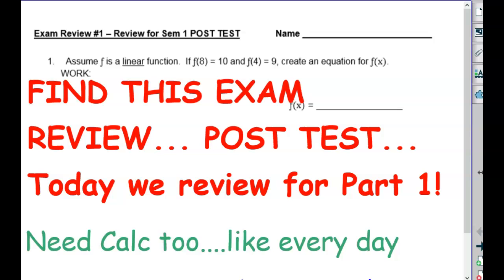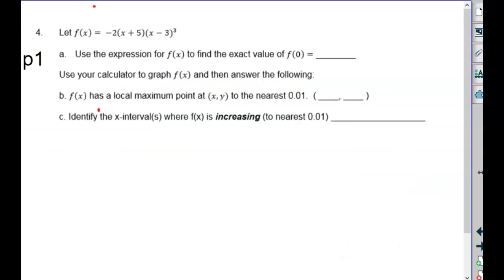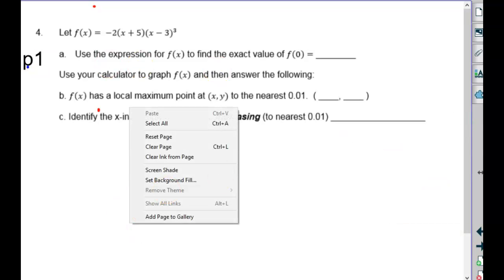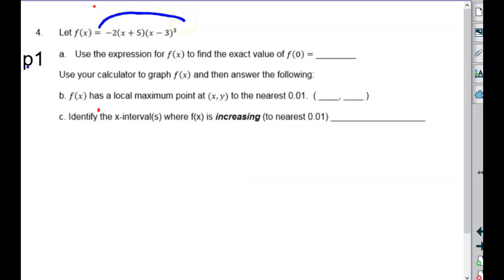All right, so we're reviewing for the post-test. We're starting with number 4 because tomorrow is part 1 of the post-test and it has a question like this. And I thought I had my cursor working. The idea here is that we need to look at degree and leading coefficient. Maybe? No? I thought to predict end behavior, but that's not what this question asks. Just kidding. It says find the exact value for f of 0.